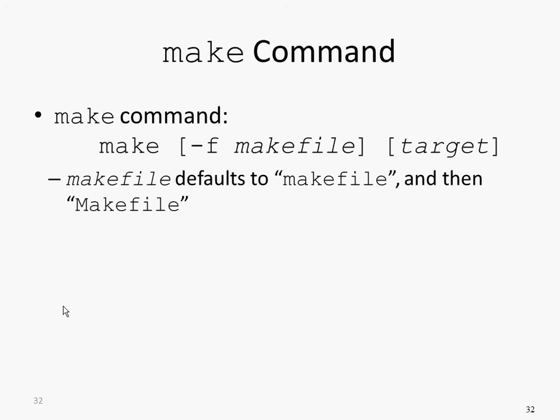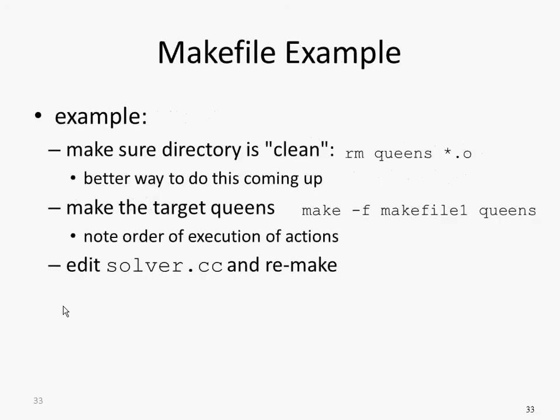Okay. So the make command, we've seen the syntax. We have make -f, the name of the makefile. By default, if you don't say -f, it will look for a makefile successively with different capitalization, and then some target. I think it actually could be one or more targets here. For example, we might want to clean up, and then we'll make the Queens target.